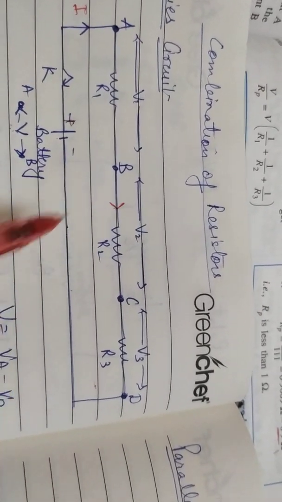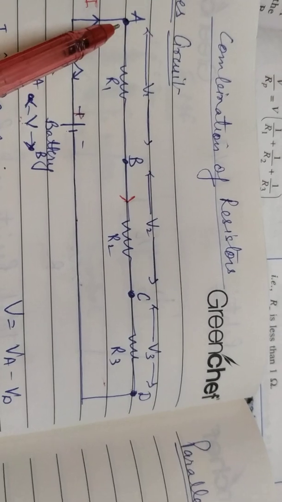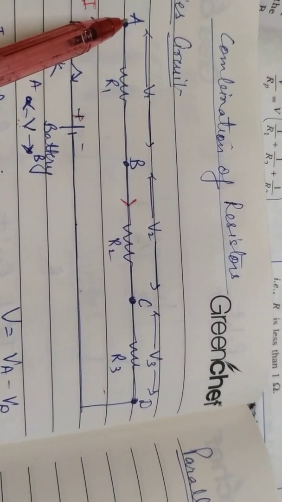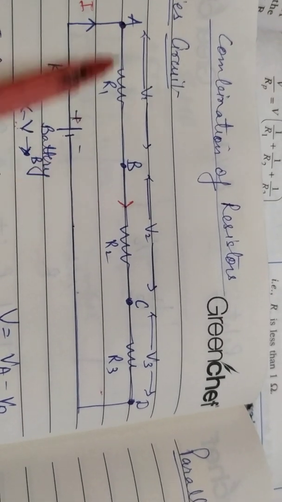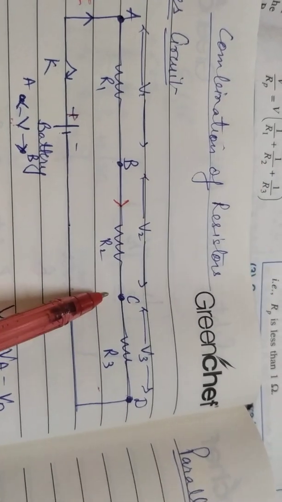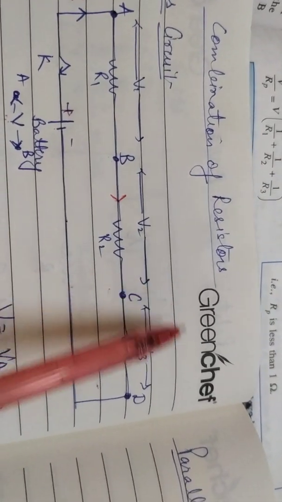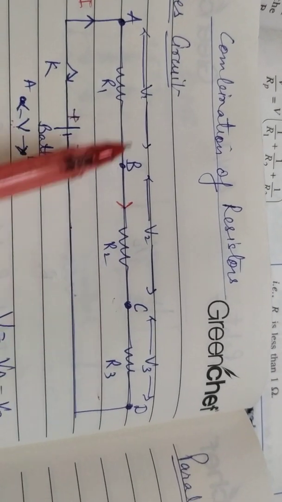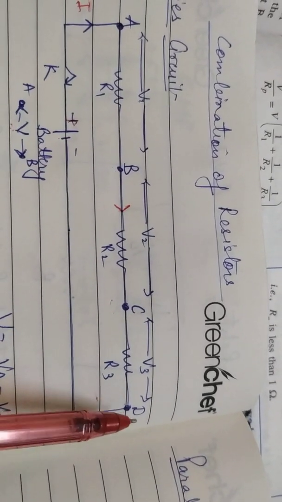Now, here I want to tell you that current flows from this side to this side because every point has higher potential than the next point. So, VA is greater than VB. Potential of B is greater than potential of C. Potential of C is greater than potential of D. It means that the three resistors have different potential differences always.